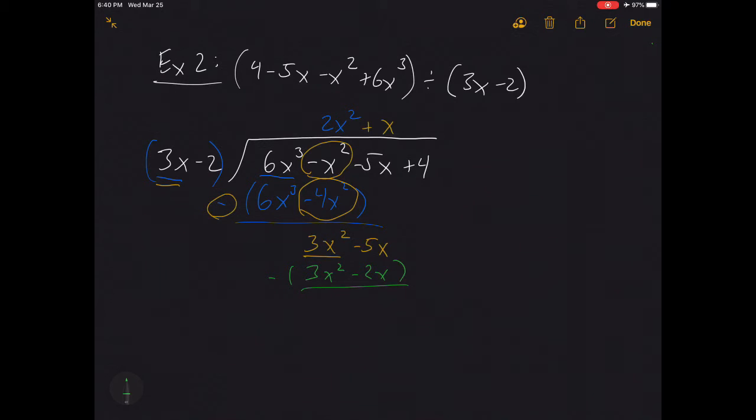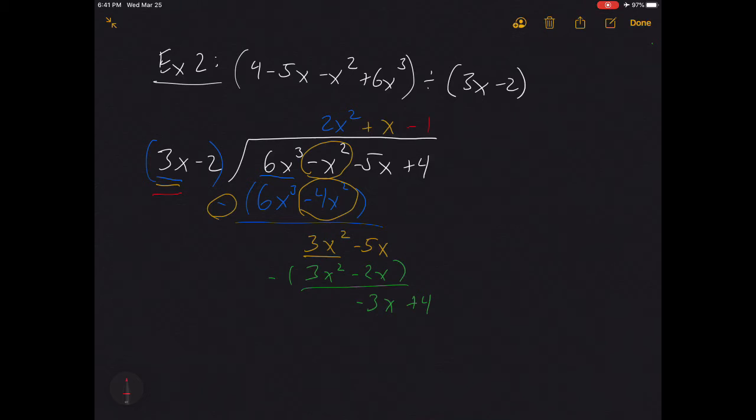And now you've got minus 5x minus a minus 2x. But again, a minus minus is plus. So it's really minus 5x plus 2x. Minus 5x plus 2x is minus 3x. Bring down the plus 4. Alright, one more step here. Now we're going to ask ourselves, what do I multiply times 3x to give me the minus 3x? Well, that's just minus 1. So I write minus 1 at the top.